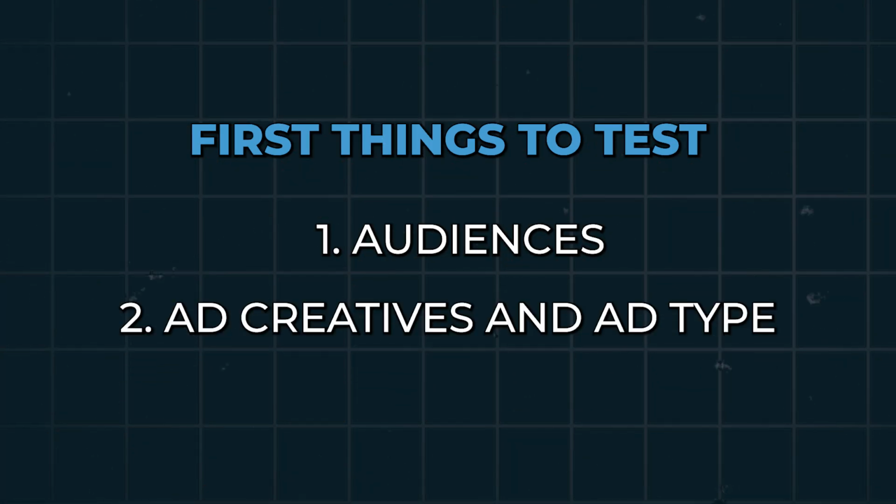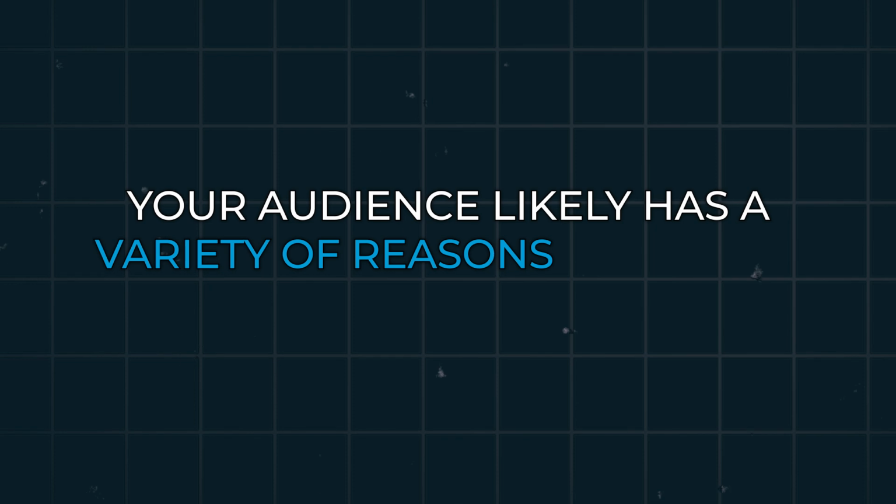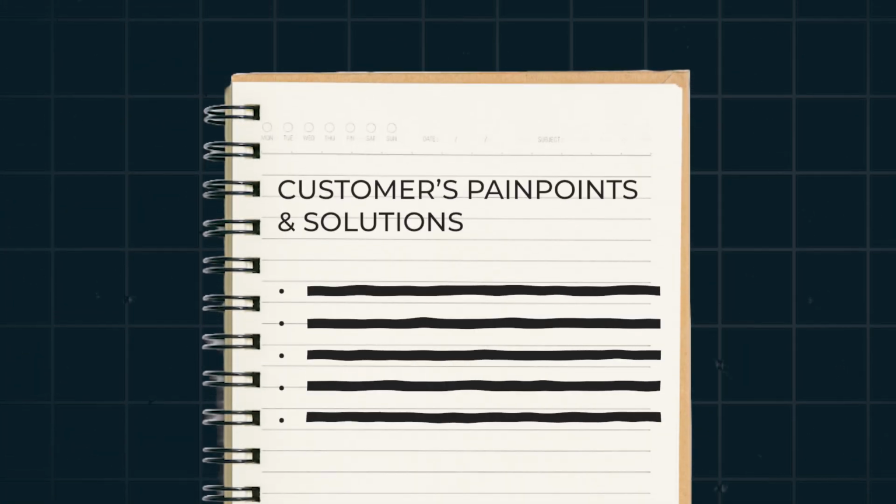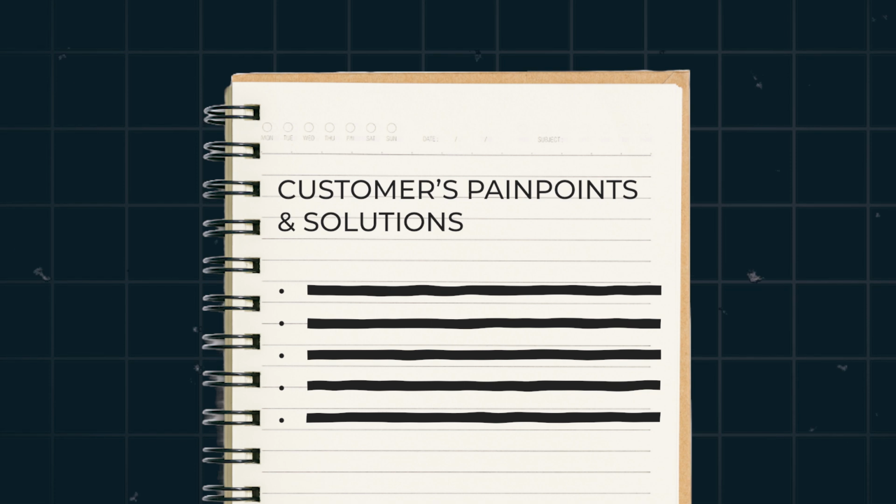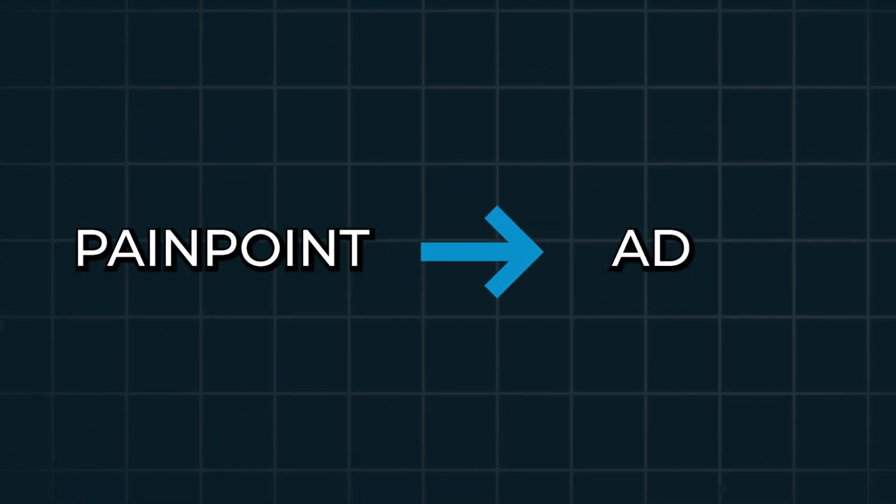And number 2, I would test ad creatives and ad types. Your audience likely has a variety of reasons as to why they would buy your product. So jot down a list of the pain points that they have that your product or service solves. Then create ads that address those different pain points. Show them the different ways your product helps them, and then watch to see which of those your audience responds best to.